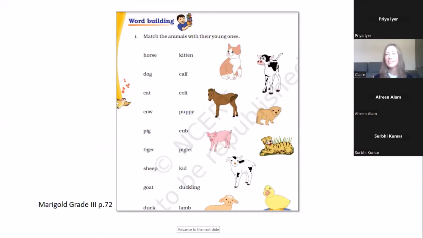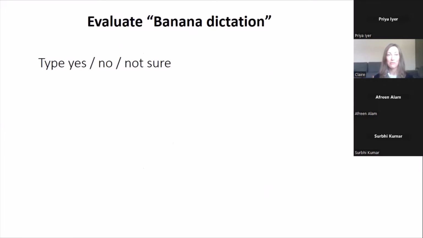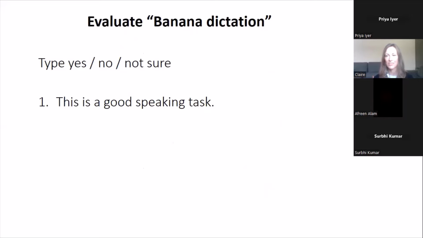Time now for you to think and let us know what you think. So I'm going to ask you 4 questions. For each one, I'd like you to type in the chat or in the comments whether you say yes, you agree, whether it's no, or whether you're not sure. So question number 1, and it helps if you type the number of the question. So question number 1, you might want to type now 1. This is a good speaking task. What do you think? Yes, no, or not sure? Really great. So people are typing number 1 as well. That's really helpful. All right, I can see lots of yeses. Okay. How about number 2?